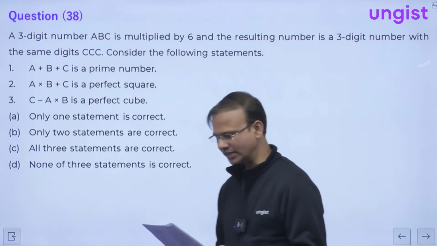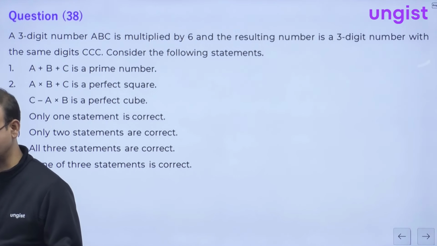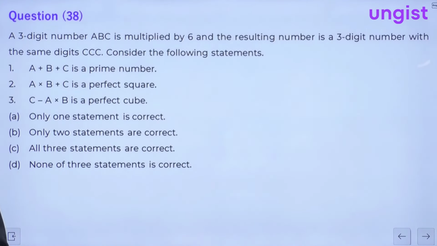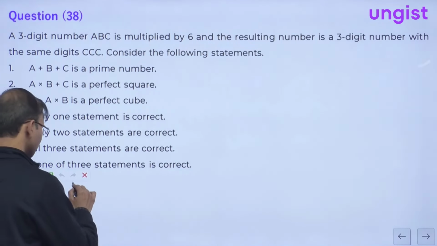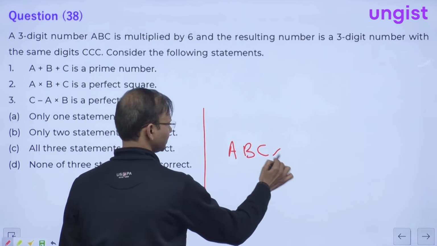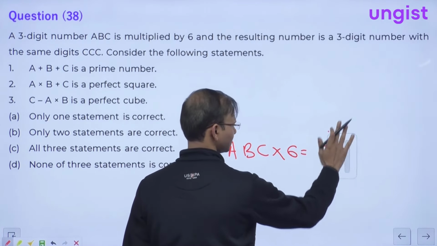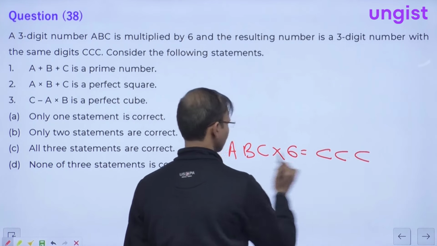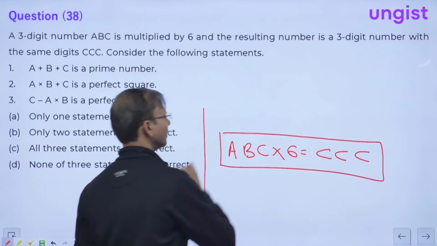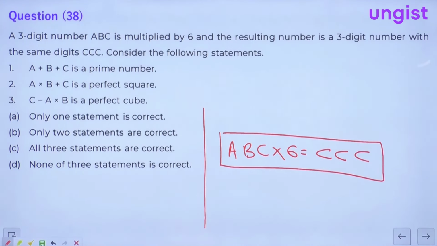The question is saying ABC is multiplied by 6 and the resulting number is a 3-digit number with the same digit, CCC, right? See, all of you, if you don't know this, please write it down in your copy. See guys, what can you say about C?